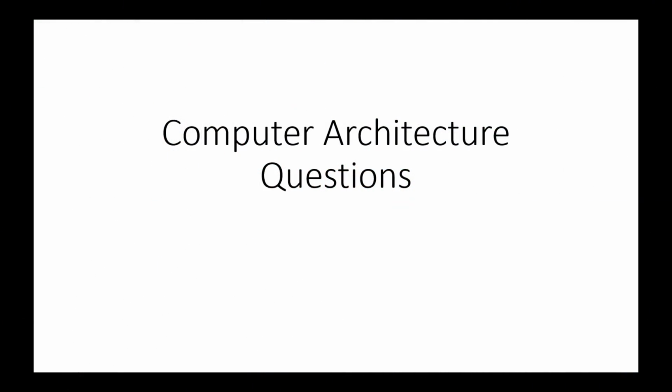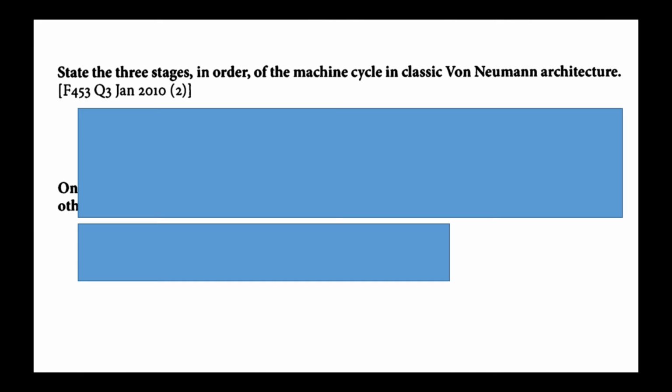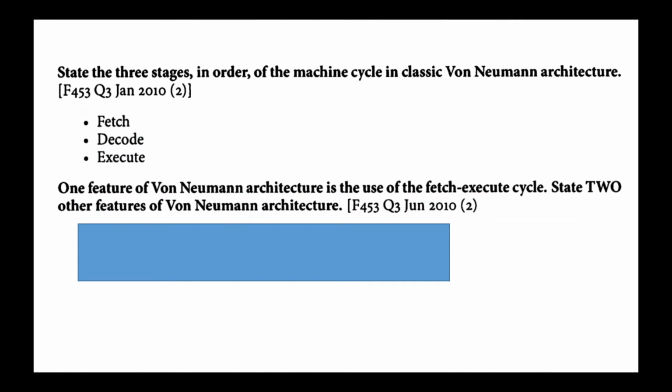Right, so these are the questions that may come up on the topic of computer architecture. State the 3 stages in order of the machine cycle in classic von Neumann architecture. Now, if you're wondering why I'm covering the next question, it's because the answer is in the next question as well. So have a go at this and see what you get. Right, so now the answer for this one, the 3 stages in order of the machine cycle in a classic von Neumann architecture is the fetch, decode, execute cycle.